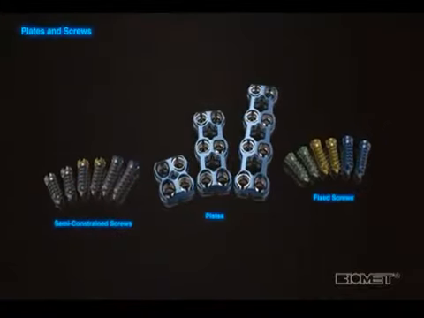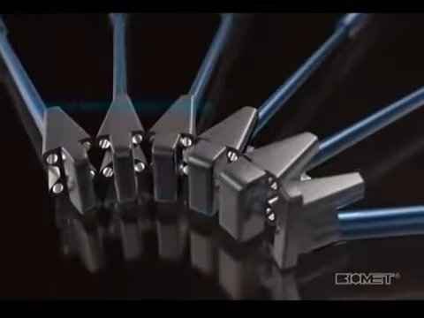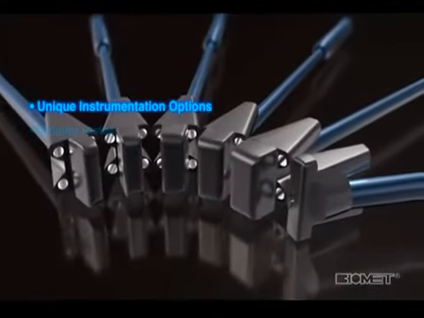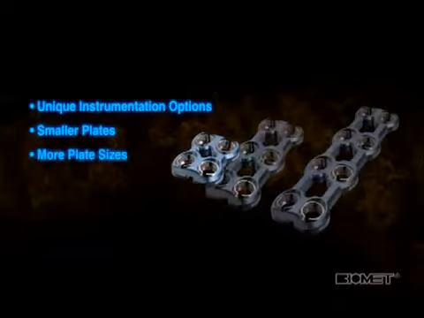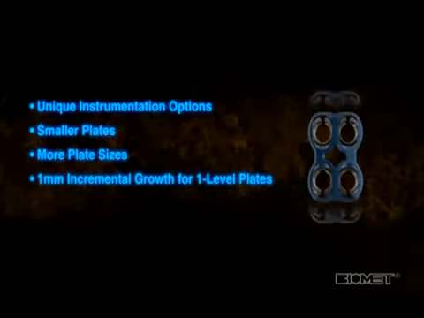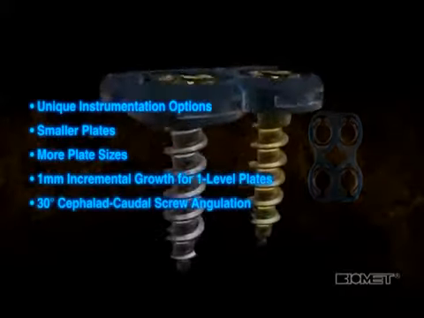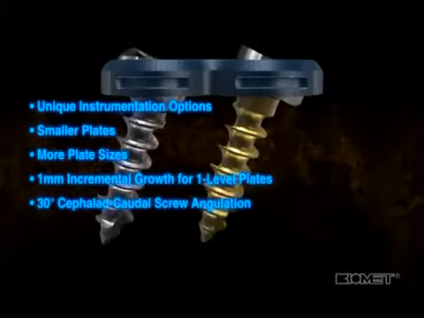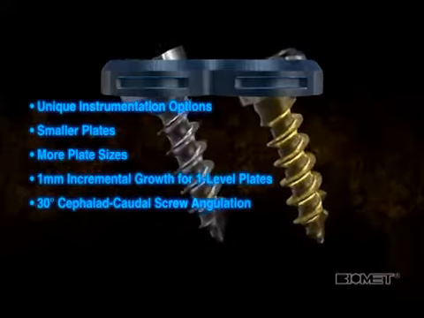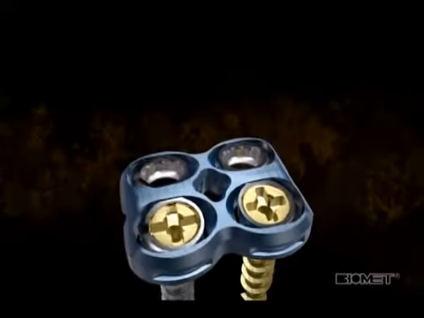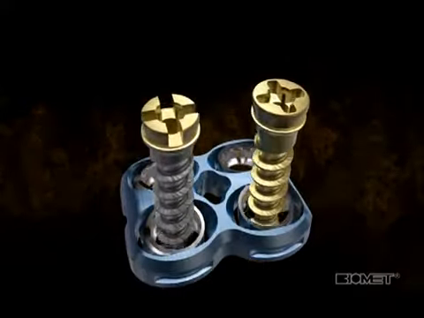The MaxAn system addresses this issue by providing unique instrumentation options: smaller plates, more plate sizes, 1 mm incremental growth for one-level plates, and the ability to angulate the screws up to 30 degrees cephalad and caudal. Both fixed and semi-constrained screws may be placed at any angle within this 60-degree sweep.